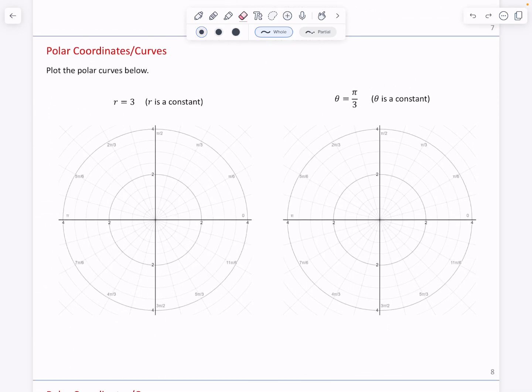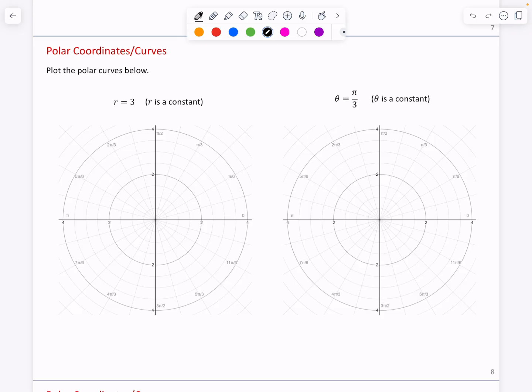Plot the polar curves below. So we have two special cases of what r equals a constant looks like, and then what theta equals a constant looks like as polar equations. If r is equal to a constant 3, that means that as theta increases, r stays 3. In other words, no matter what the angle is, the r should be 3.